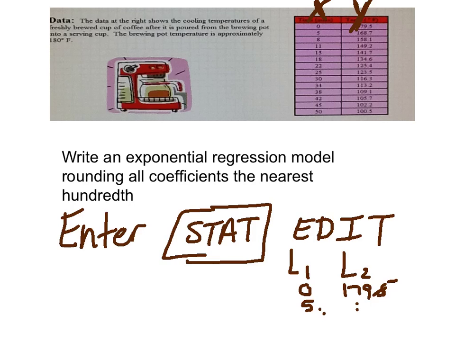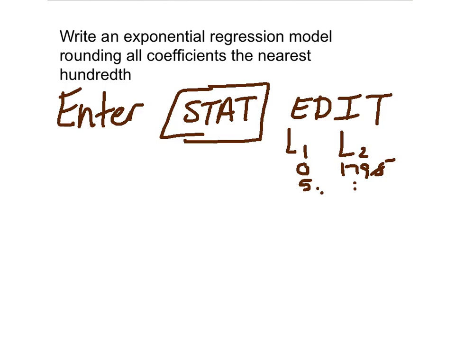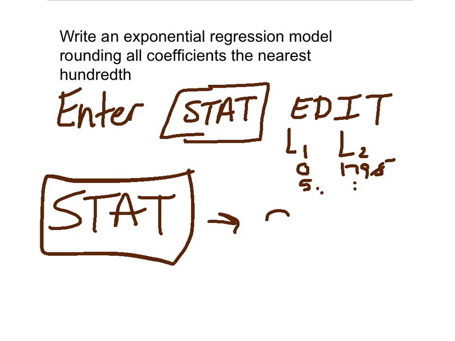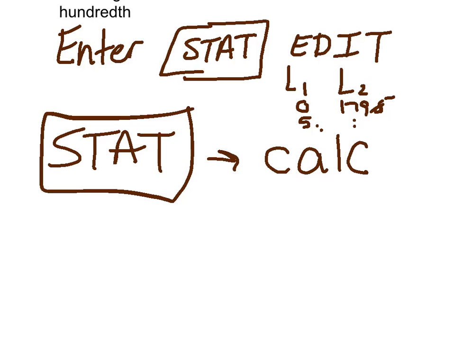Now after that's all in there, you're going to go back to Stat, arrow over to Calc, and now you have a whole slew of things to choose from under Calc. It starts at 1, and if you just keep arrowing down, it goes A, B, C, D, etc. And our goal, those directions said we wanted an exponential.